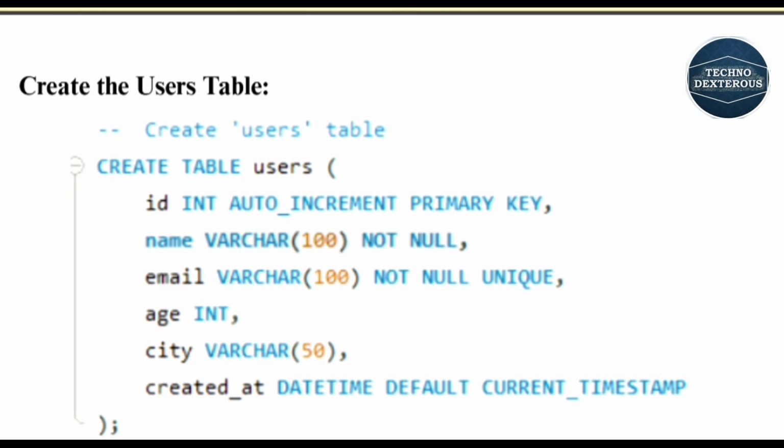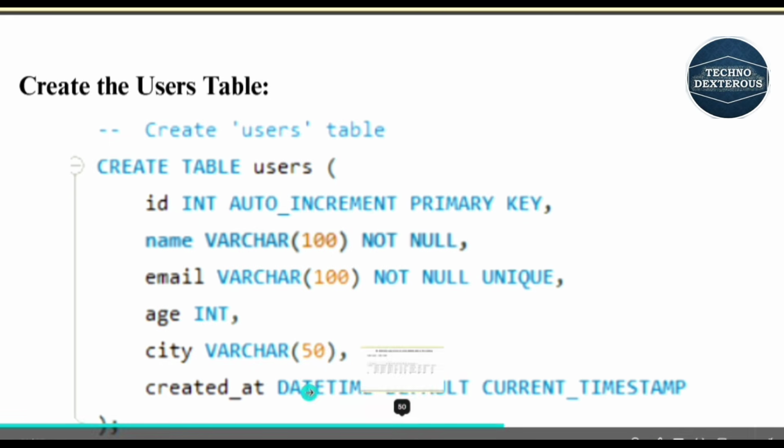Email is also a varchar, and the size of the email is not null and unique. Age must be an integer value. Then city is a varchar and the size of the city is 50. Created at a statement default current.